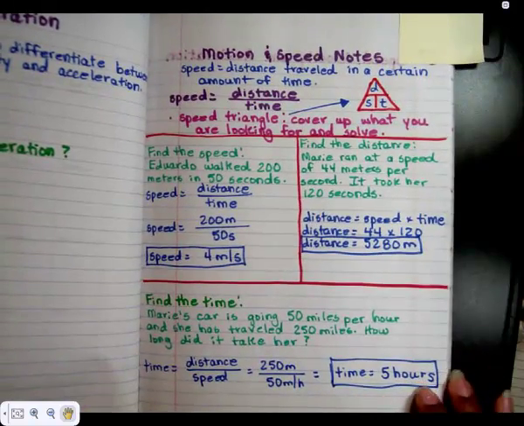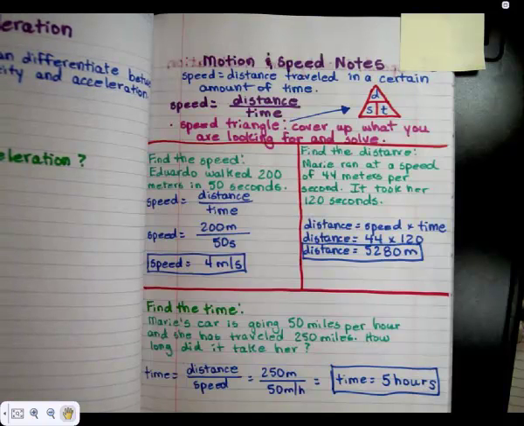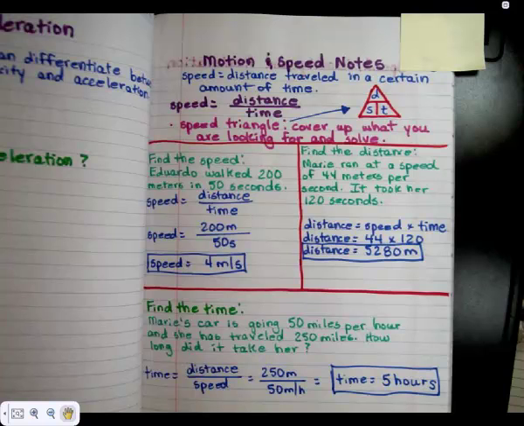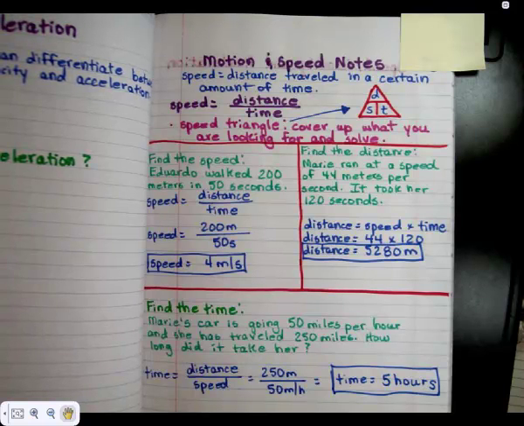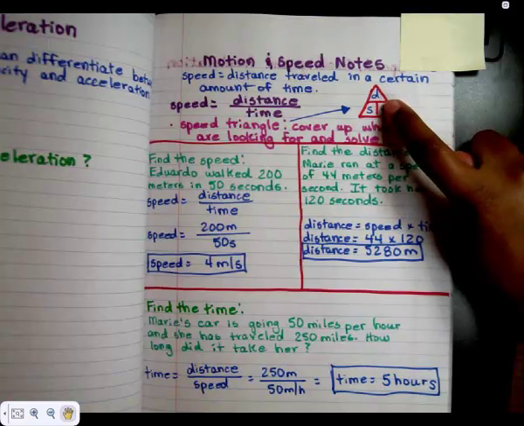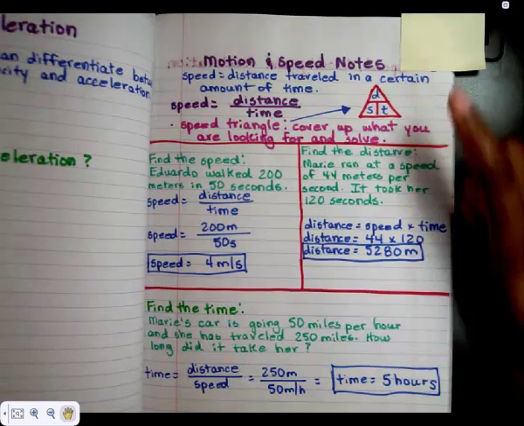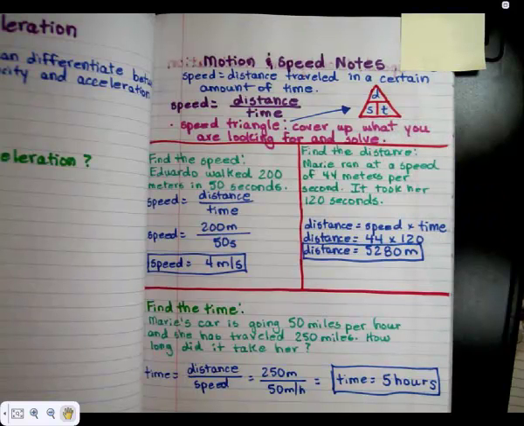On our first page, we're going to be working with motion and speed notes. Speed is the distance traveled in a certain amount of time. Once again, speed equals distance divided by time. We're going to learn about something called the speed triangle. The speed triangle has speed, distance, divided by time. So basically, you're going to have to learn how to solve for speed, how to solve for distance, and how to solve for time. And the speed triangle will help you with that.